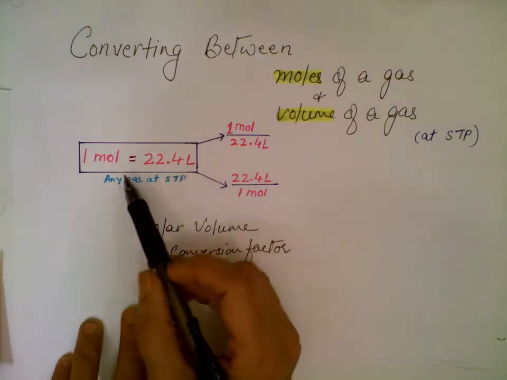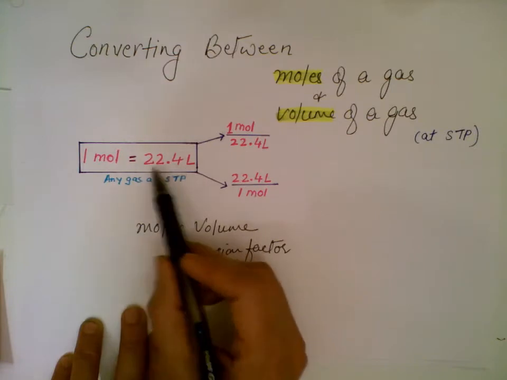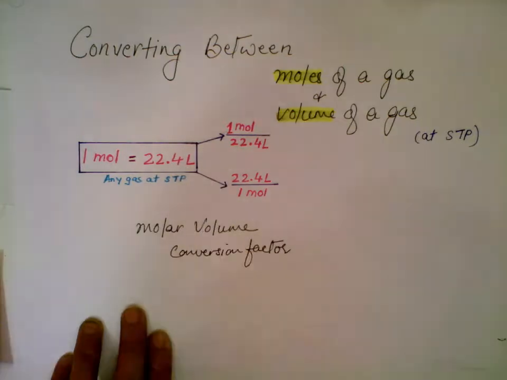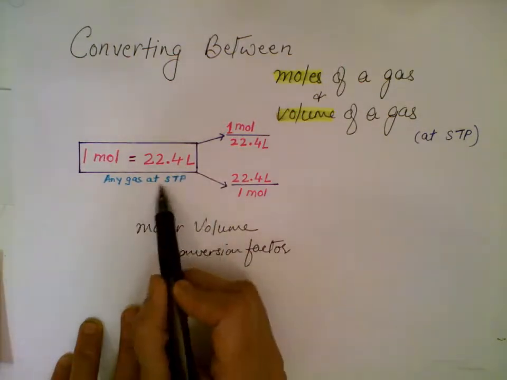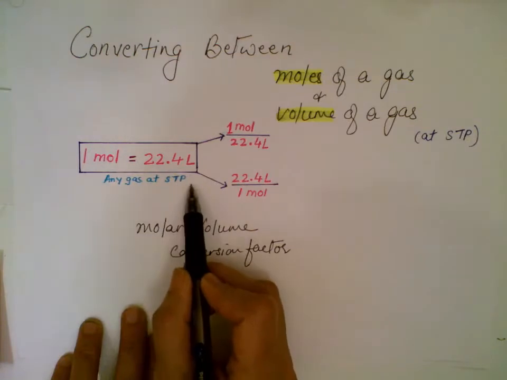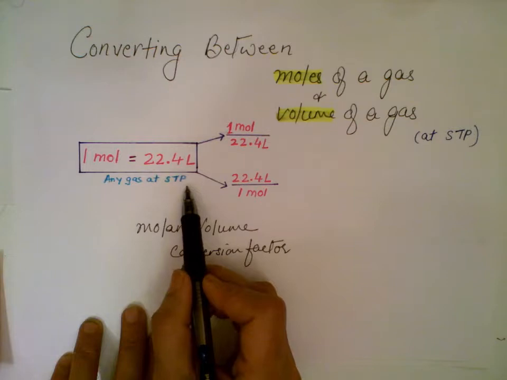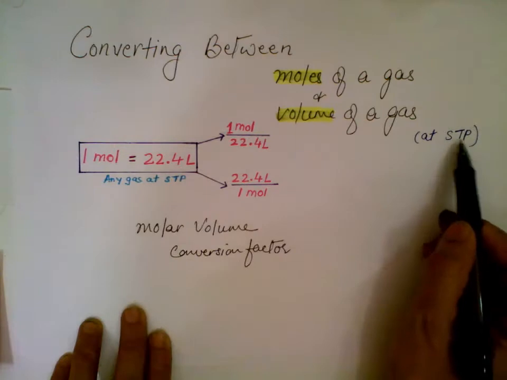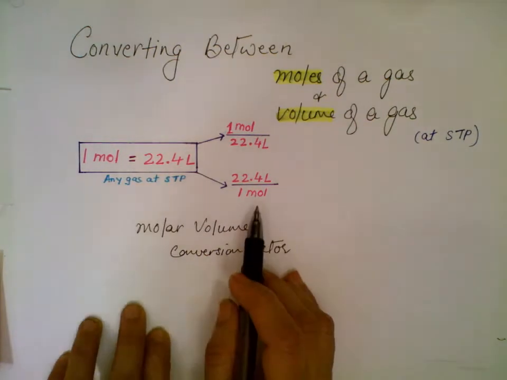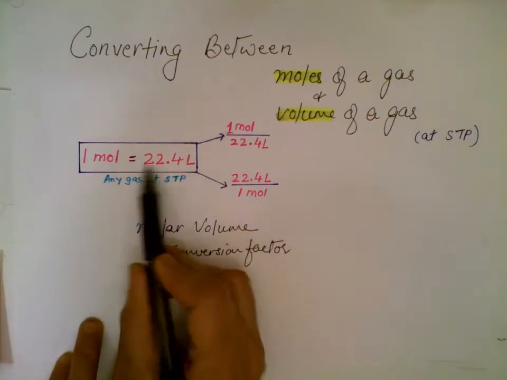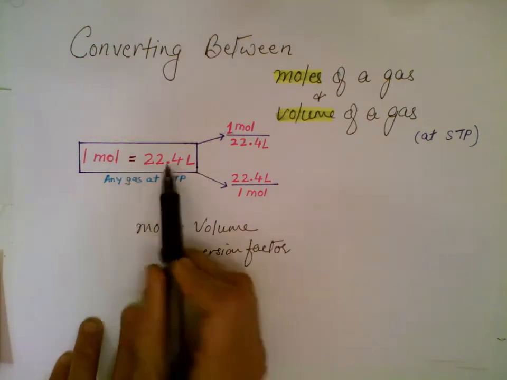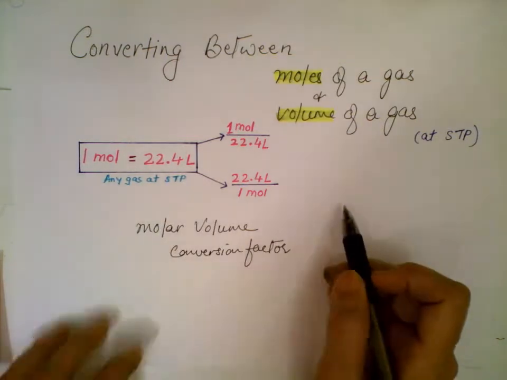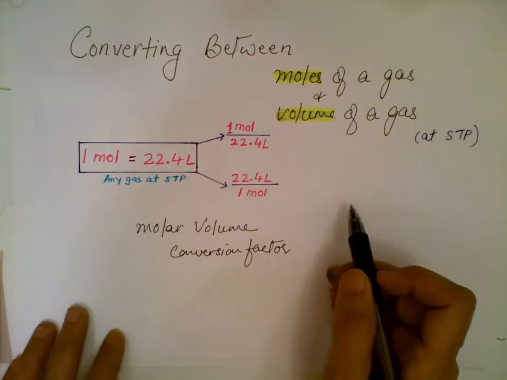It could be any gas, and if it is 1 mole, it is going to occupy 22.4 liters of space, provided the gas is at STP, meaning standard temperature and pressure, which is 0 degrees Celsius for temperature and 1 atmosphere for pressure. So STP is very important for this equation to be correct. This is true only for gases at STP. And why is that? Because the volume of gases varies with change in temperature and pressure.